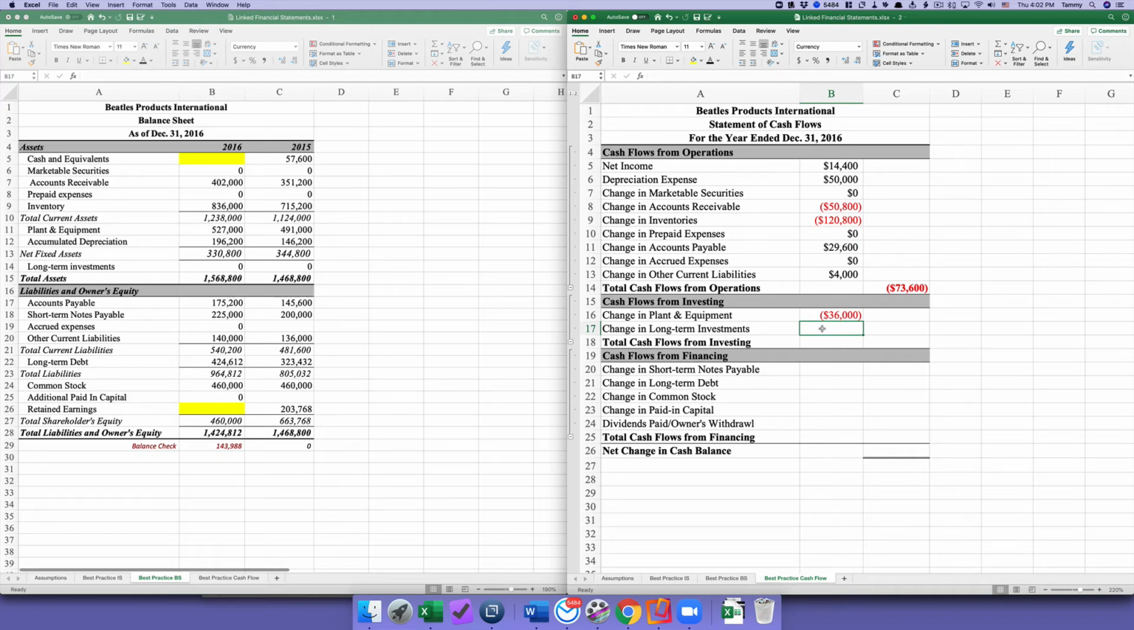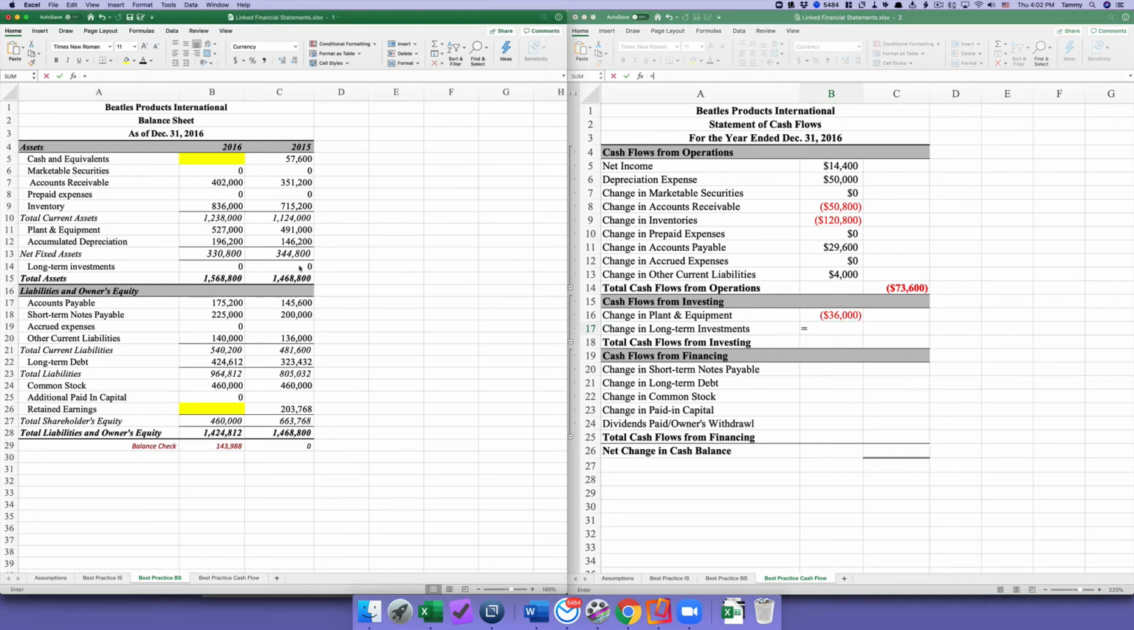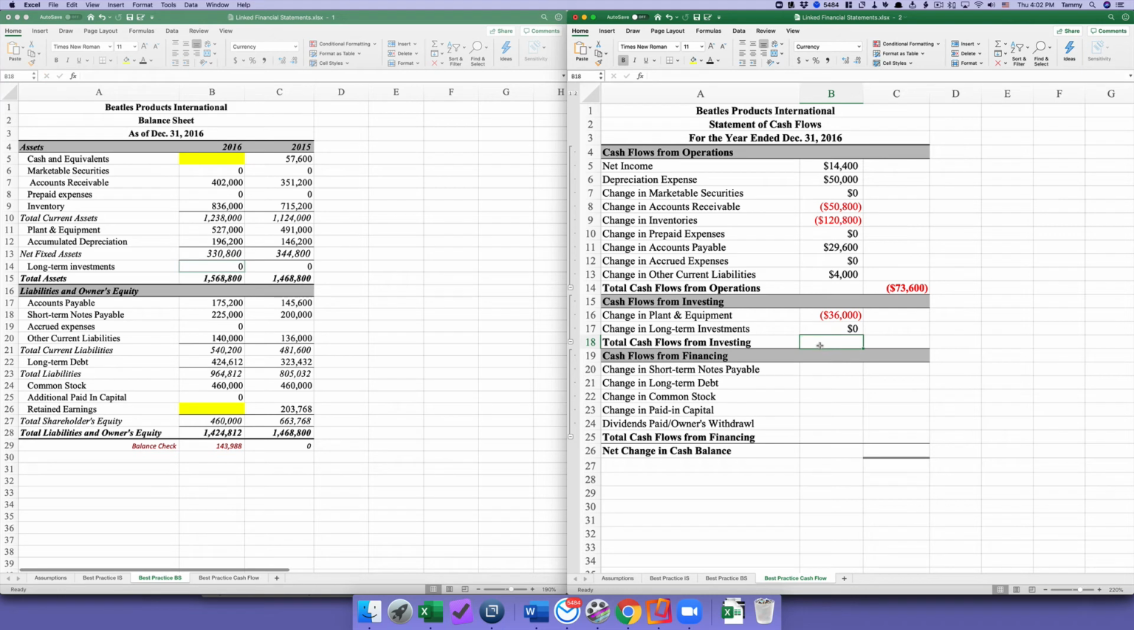And in our long-term investments, of course, it's going to be the same calculation, but it's going to be 0. Okay. So our total cash flows from investing, again, we're going to put that over here. Pick up those two. All right, so we had a negative $73,000 in operating cash flow, and we had a negative $36,000 in investing cash flow.